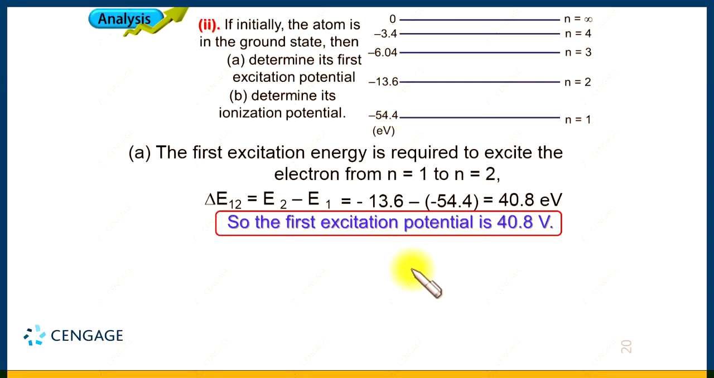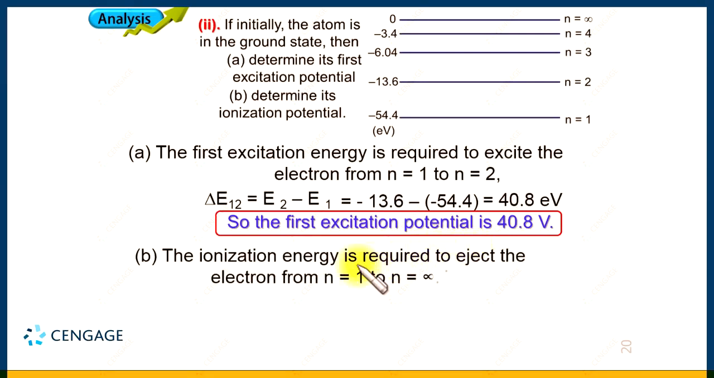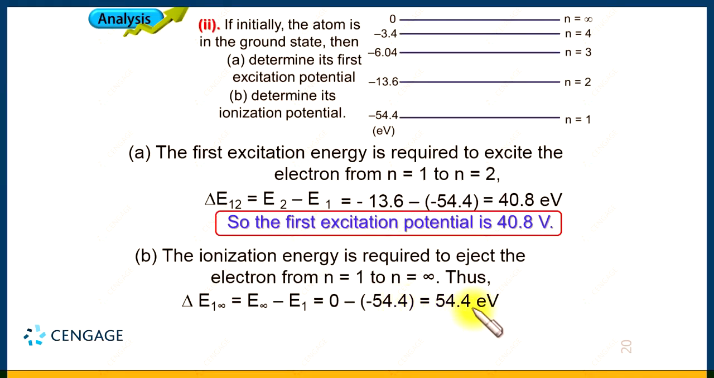So let us write this systematically. We know this ionization energy is the energy required to eject the electron from n equal to 1 to n equal to infinity. So we can write delta E 1 to infinity is equal to E infinity minus E1. And we know this E infinity is nothing but 0, and E1 equal to minus 54.4. So it is 0 minus 54.4, right? And this is numerically equal to the energy at the ground state, that is 54.4 electron volt.